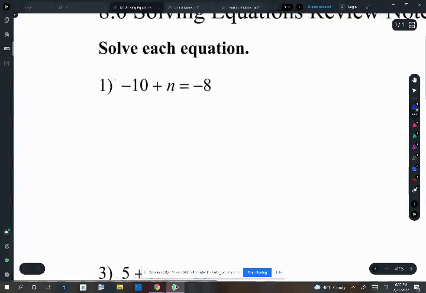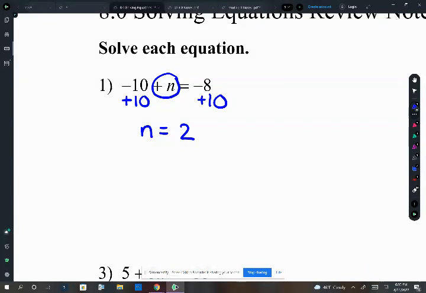But again, the main idea here is we're going to find where our letter is, and we're going to get rid of the negative 10. And so the opposite of negative 10 is a positive 10. So we're going to add 10 to both sides of the equal sign. And so our n is going to come down, and negative 8 plus 10 is 2. Some of you, you're just struggling with those little steps. You're trying to do too much and you're not paying attention to what you're doing. So just keep track of what's your end goal.